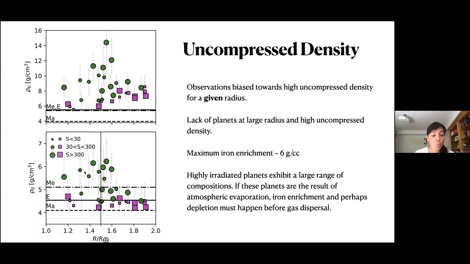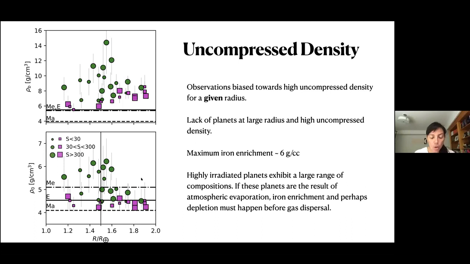And so we did exactly that for our planets, and you need an internal structure model for this. And in this space now, we're really comparing apples to apples. This is uncompressed density as a function of radius. For a given radius, we are biased to observing higher uncompressed densities because it means that the mass is larger. So this region here is easier to observe than this region here, and so is this region here easier to observe because of higher radius than this one.